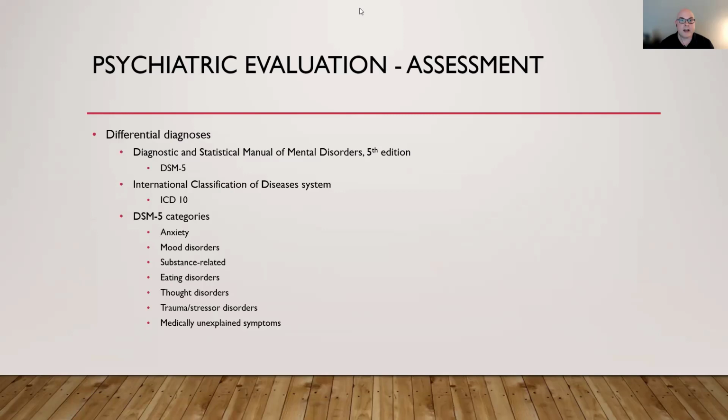Okay, so now we're going to start actually getting into the psychiatric differential diagnoses. DSM-5, ICD-10, we've covered that. So here are some DSM-5 categories: the anxiety disorders, mood disorders, substance-related disorders, eating disorders, thought disorders, trauma and stressor disorders, and medically unexplained symptoms. And we're going to go into a little bit of detail for each of these.